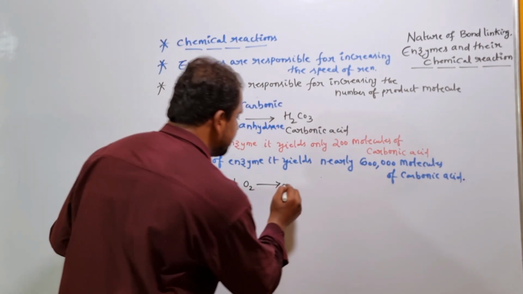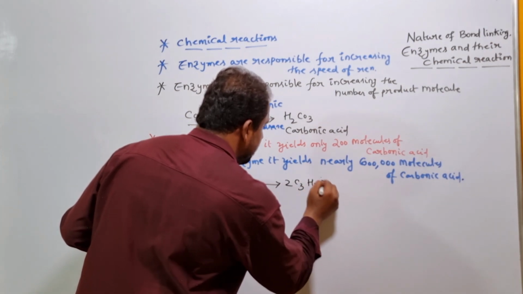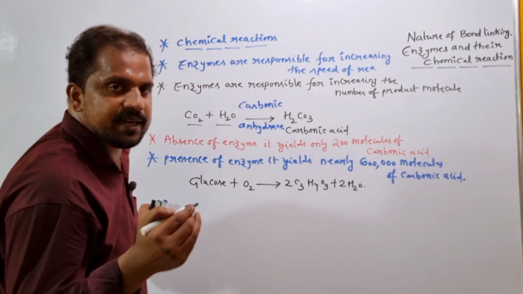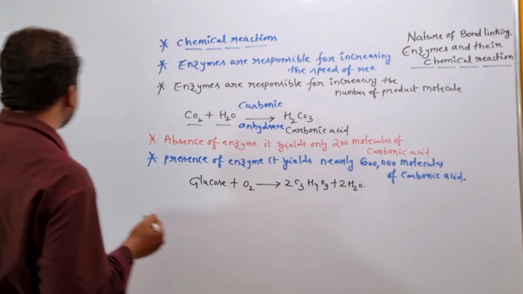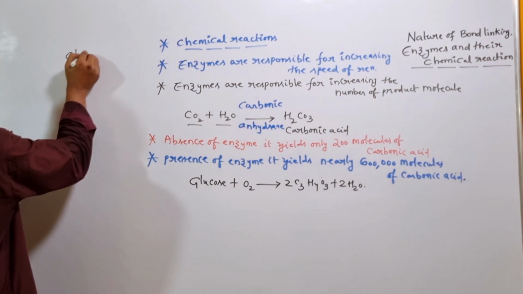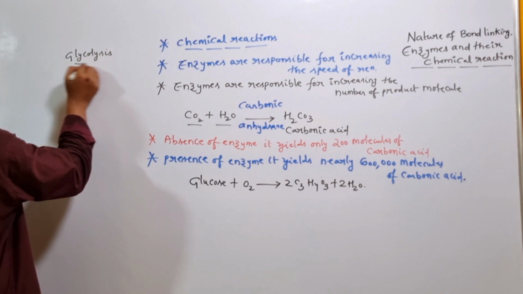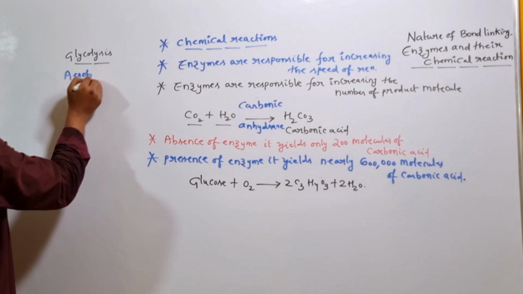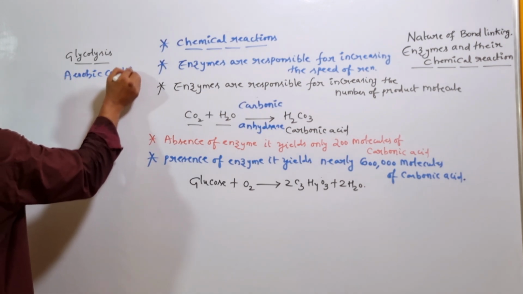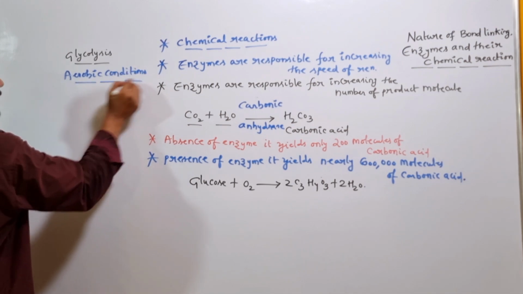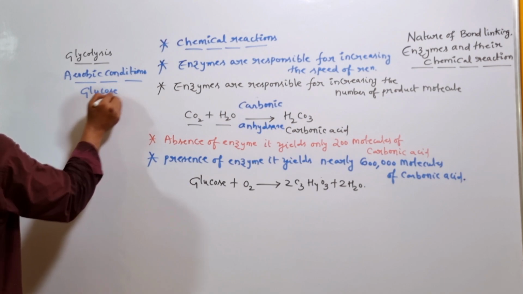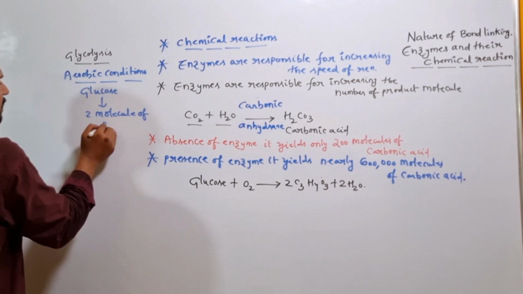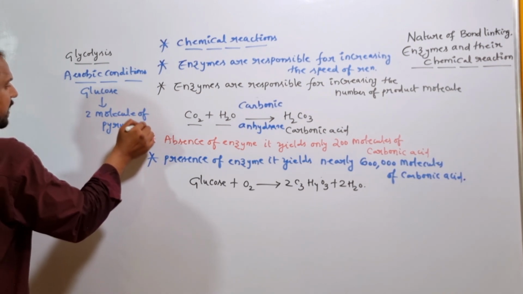Is it clear? And in addition, 2 molecules of water are produced. So here we need to understand the specific metabolic pathway. Under aerobic conditions, the specific glycolysis, the oxidation of glucose molecule yields 2 molecules of pyruvic acid under aerobic conditions.